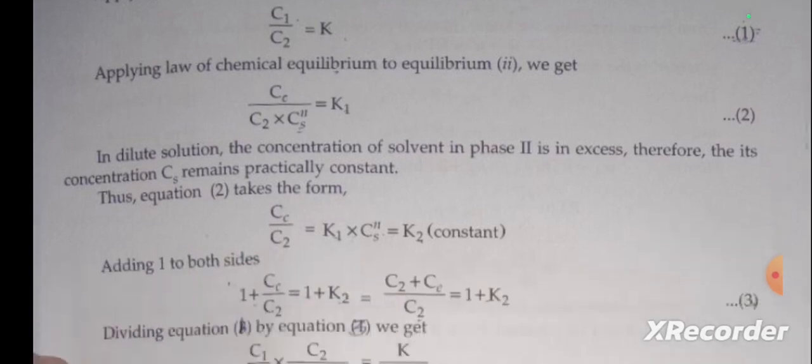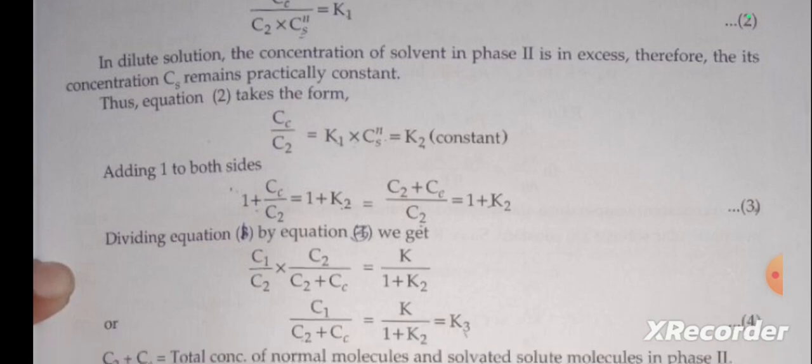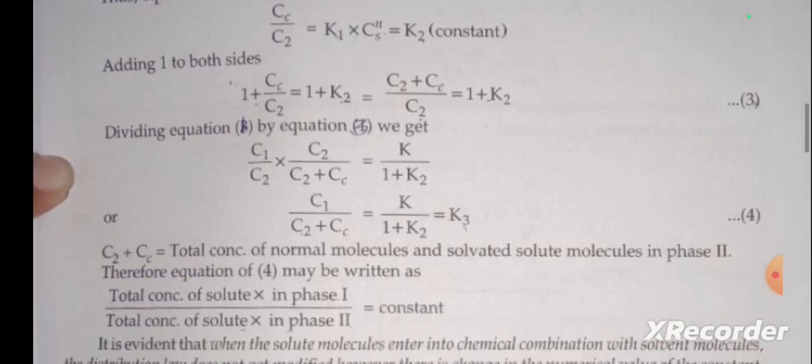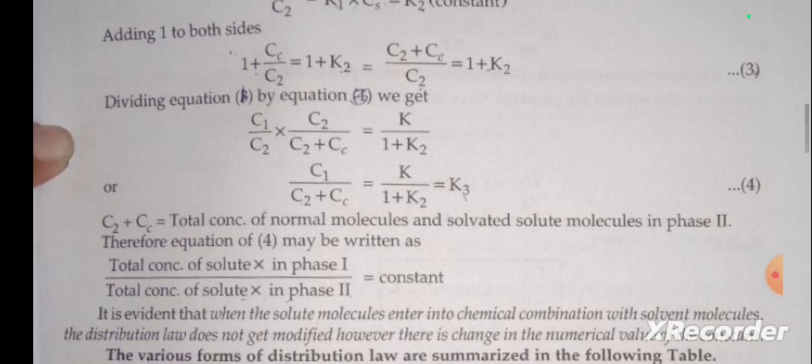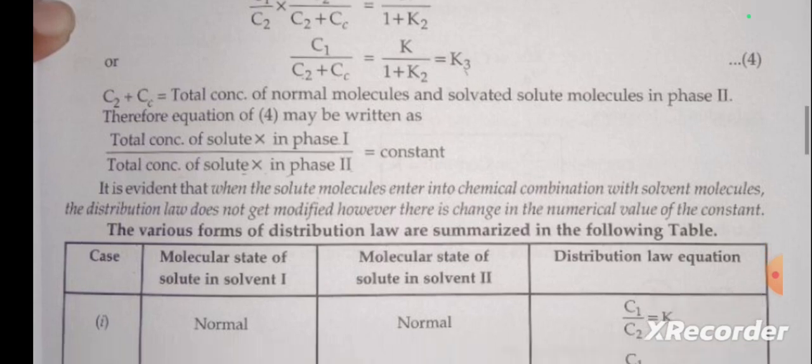In dilute solution, the concentration of solvent in phase 2 is in excess, therefore its concentration Cs remains practically constant. Thus, equation 2 takes the form Cc by C2 is equal to K1 into Cs to the n is equal to K2. Adding 1 to both sides, 1 plus Cc by C2 is equal to 1 plus K2, so C2 plus Cc by C2 is equal to 1 plus K2. Dividing equations, C1 by C2 multiplied by C2 by C2 plus Cc is equal to K by 1 plus K2, so C1 by C2 plus Cc is equal to K by 1 plus K2, which is equal to K3.